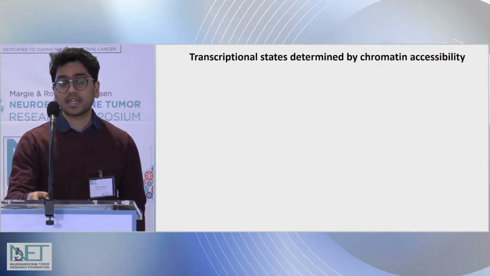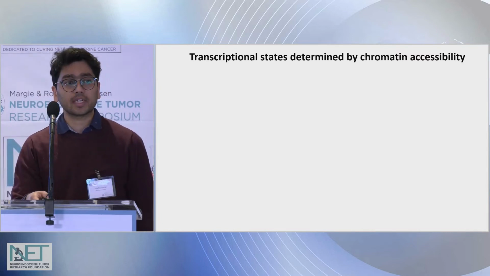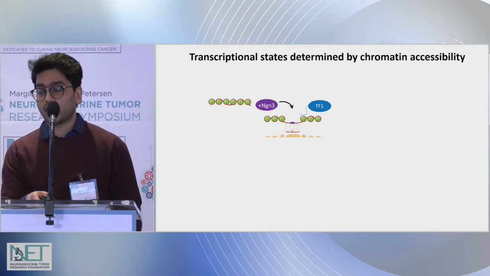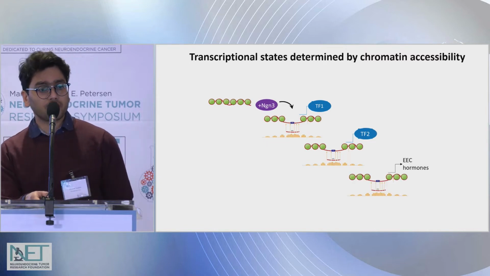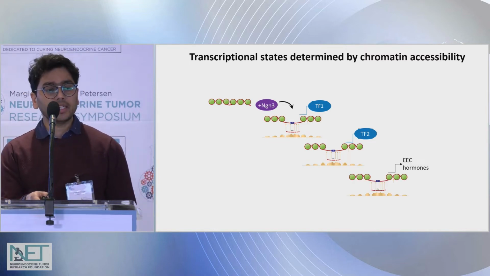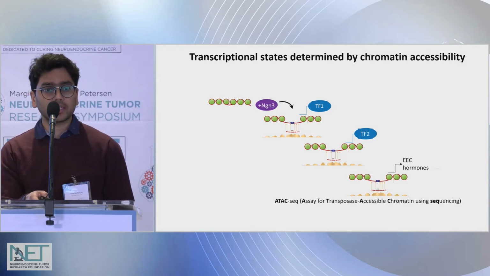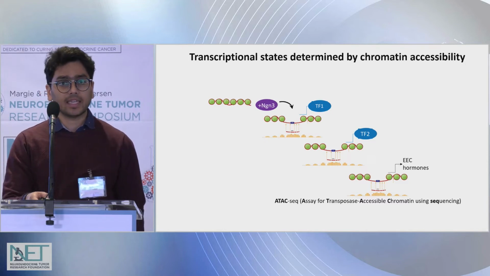Thus, we know that transcriptional states are determined by chromatin accessibility, and in this particular case, neurogenin 3 activates a set of enhancers that leads to expression of cellular state-defining transcription factors. And this triggers a dynamic wave of cascade, further culminating in EEC hormones. We identified these specific enhancers using techniques, bulk ATAC-seq and single-cell ATAC-seq.